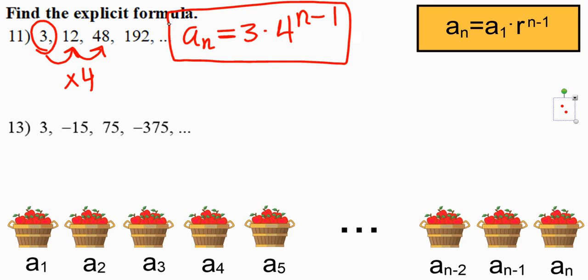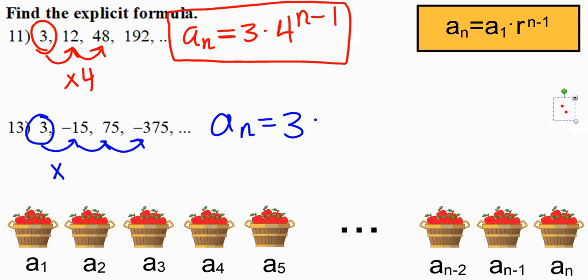What's nice about that is you can just plug in and find any term. If I want to find the 99th term, I plug in 99 into my calculator. So you look at the next one. I need to know A1, that's 3. So I'm going to have AN equals 3 times, now I need to know R. Looks like we're multiplying times -5 to get from 3 to -15. So let's put that in parentheses. So 3 times -5 to the n-1.